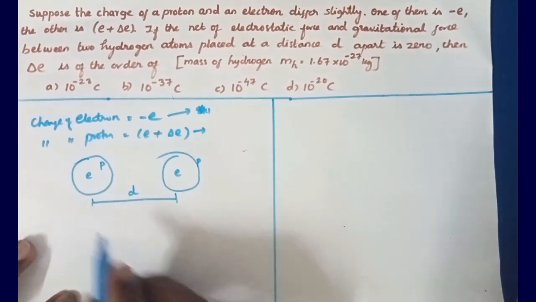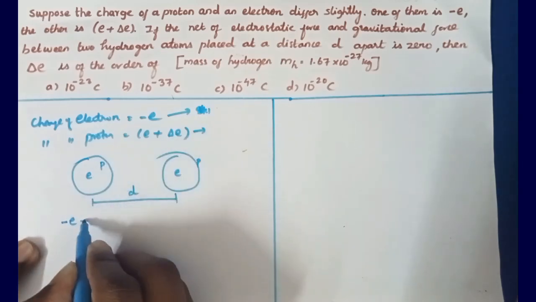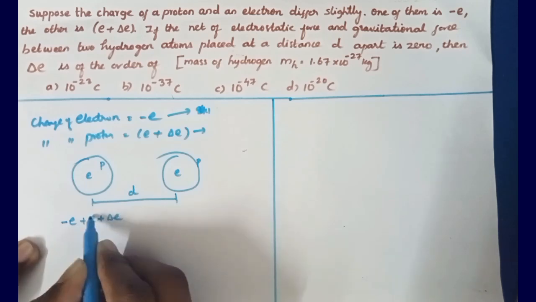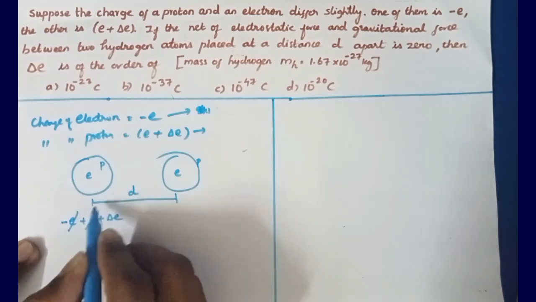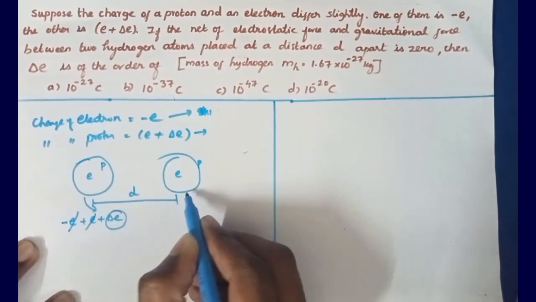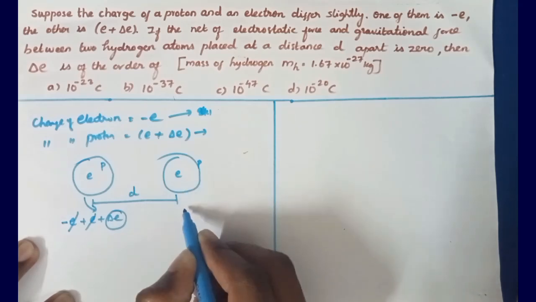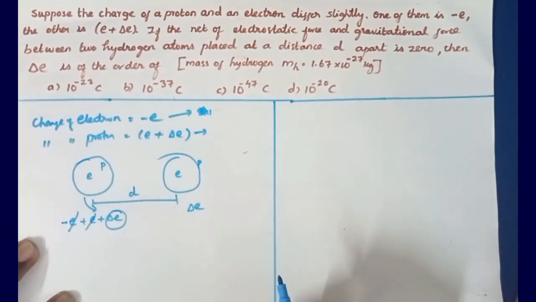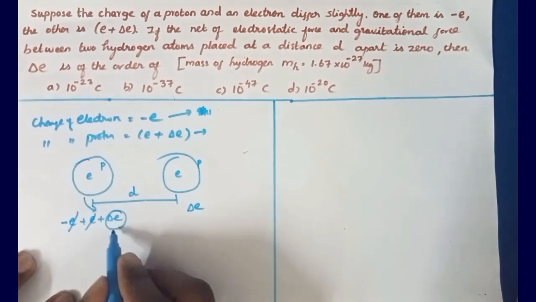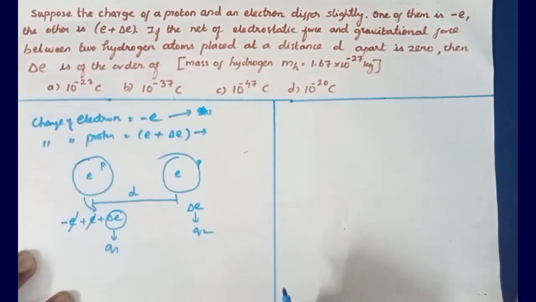The net charge on the first atom: it contains one electron, that is minus e, and one proton, that is e plus del e. We can cancel these two, so the net charge on the first hydrogen atom is del e. The second one contains the same electron and proton, and its charge is also del e. We take these values as Q1 and Q2.